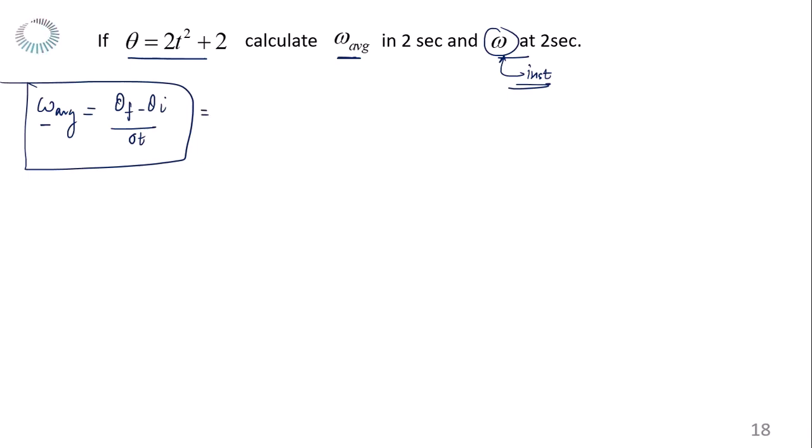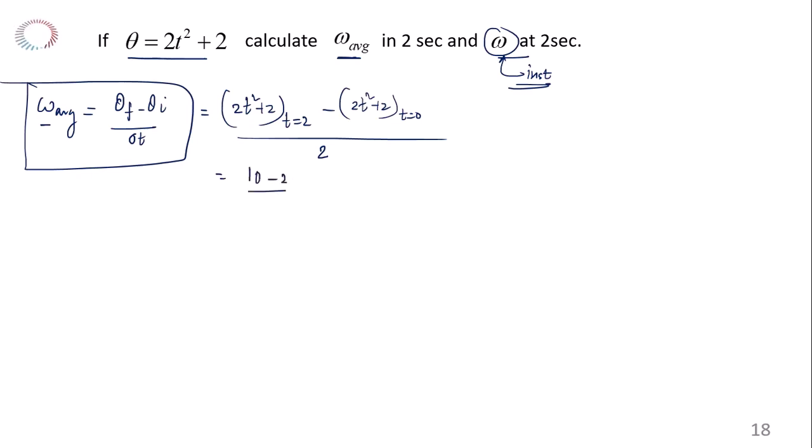What is final? Final is 2t square plus 2 when t equals 2 seconds, minus 2t square plus 2 when t equals 0 seconds, the starting value. Divided by delta t, which is 2. So if you put 2, 2 times 4 is 8 plus 2 means 10, minus 2, divided by 2. That means 8 by 2, which is 4 radian per second. Understood? So this is the omega average.